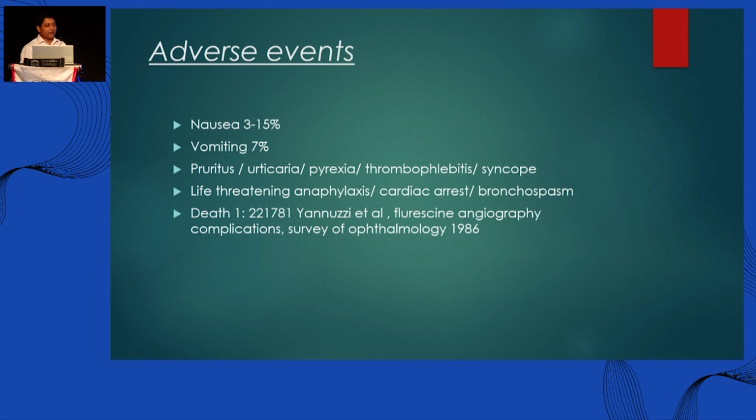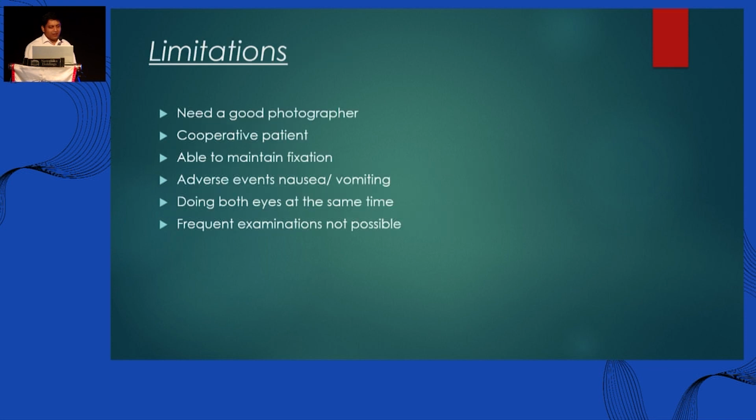So you have to have a trained nurse and an emergency trolley in your imaging room. And death, though extremely rare, does happen. Because of that, we tend not to do many fluoresceins today. You have to have a very good photographer and a very cooperative patient. Even if your patient is cooperative, if the patient starts vomiting, how can he maintain fixation? The patient has to have fairly good vision to maintain fixation. Otherwise, again, you are in trouble.